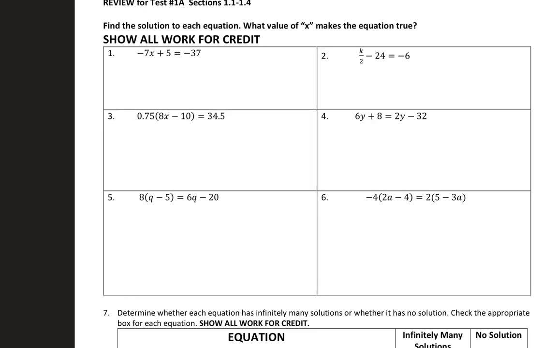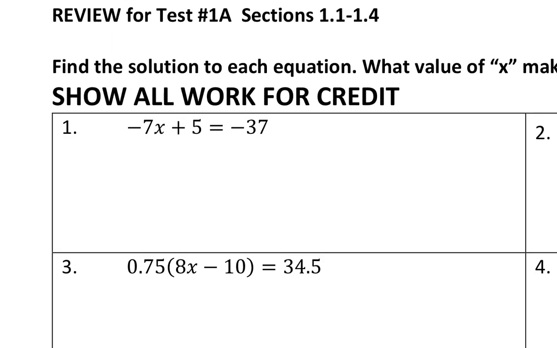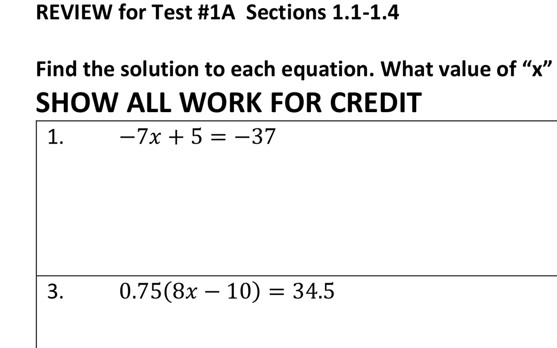Now I know some of you are done, but in case you're not, or in case you want to check your work, or maybe you want to know why or how I got my answer, I'm going to go through that step, okay? So the first set of questions, the directions are find the solutions to each equation. What value of x makes the equation true? So even though it's asking what value of x makes the equation true, we're still just solving for x.